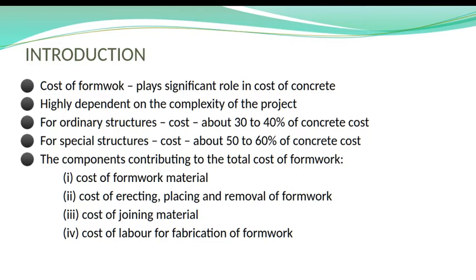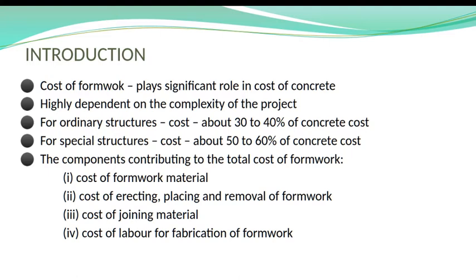There are mainly four components that control the costs of formwork. They are cost of formwork material. When we study types of formwork, there are formwork types based on materials like timber formwork, steel formwork, aluminum formwork, etc. So, cost of formwork material contributes to the total cost of formwork. Then the second one is cost of erecting, placing and removal of formwork. That means the cost required for the construction of formwork or all stages of formwork.